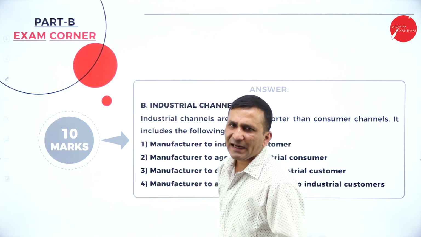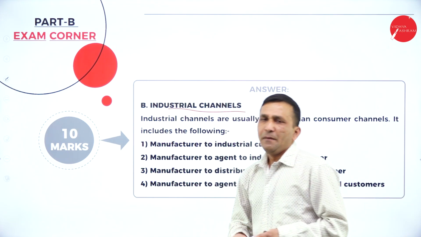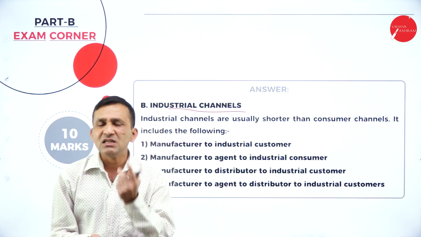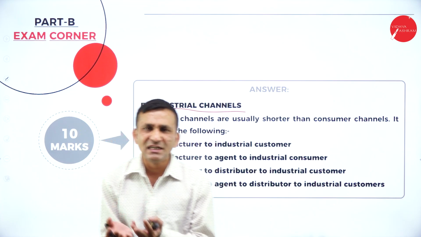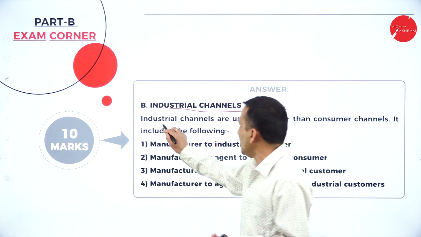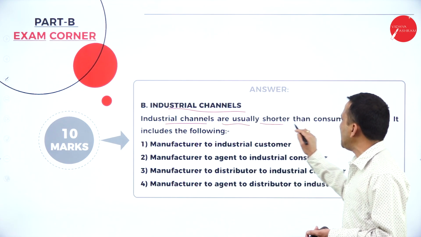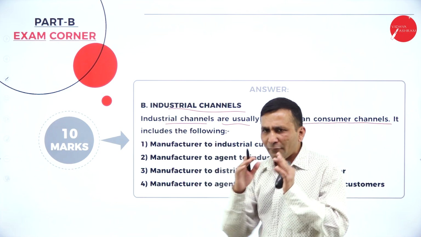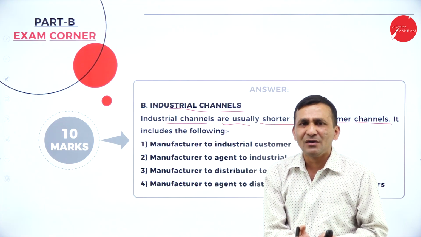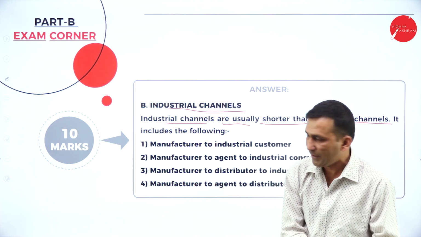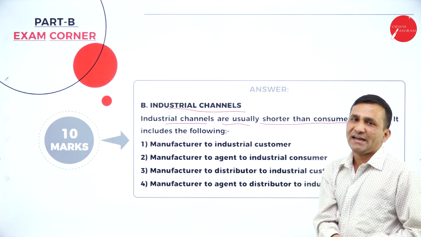Now, the second category, the industrial channel, because the major products a company offers are on a consumer basis and an industrial basis. Industrial requirements can be fulfilled by the industrial company or producer. The industrial channels are usually shorter than the consumer channels, because the value and size of the product and the sales expectation are very limited. So that's why they go for direct marketing.